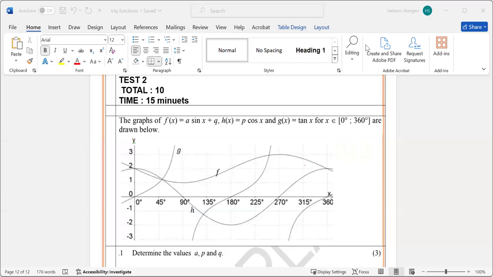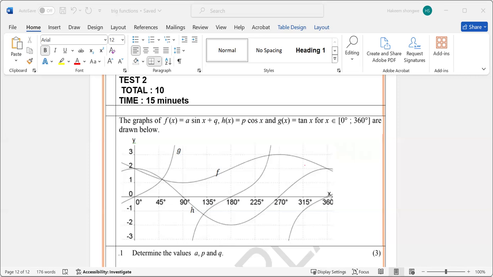Okay, they say below is the graph of f of x, which is going to be a sine x plus q. We're given h of x, which is p cos x. G of x is straightforward. They just say g of x is equal to tan x. So it doesn't have any variable, meaning it is complete. So it's the basic tan graph, and then they say we are drawn from 0 up until 360. And then number 1, they say determine the values of a and p.